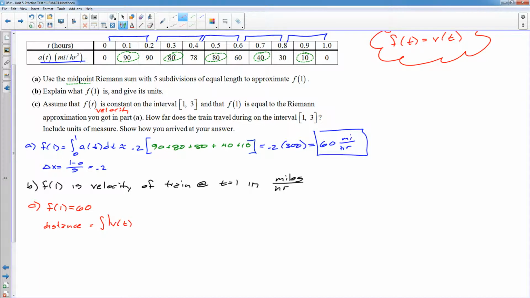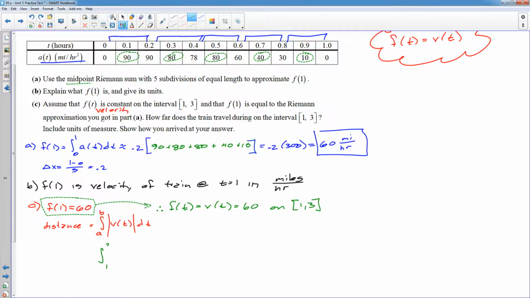Now, technically, total distance is the antiderivative of the absolute value of velocity. You want to make sure you're measuring total distance and not displacement from point A to point B. Now, in this problem, they told us that f of t is constant from 1 to 3. Well, if it's constant and we know that f of 1 is 60, therefore I can say with confidence that my velocity function f of t, which is the velocity, is going to equal 60 for the entire interval 1 to 3.